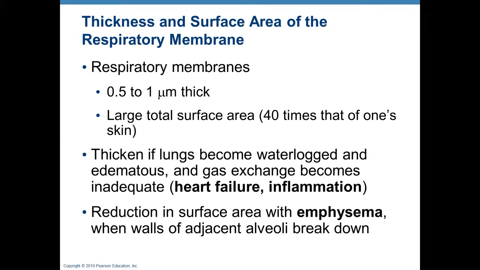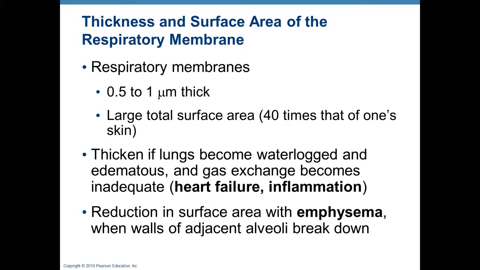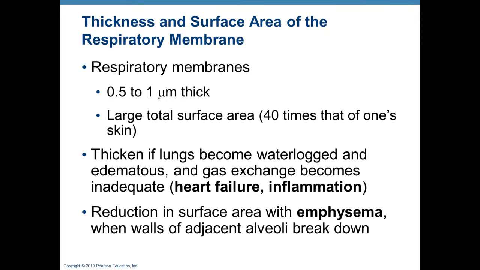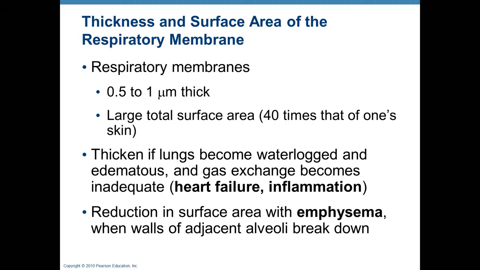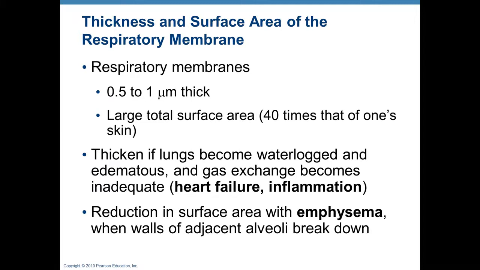Anything that thickens that respiratory membrane, it has to be super, super thin to allow the O2 and the CO2 gases to diffuse properly. Anything that makes that get thicker, that's going to limit the ability of gas exchange to take place. So you're not going to be able to oxygenate your blood properly that's passing through those pulmonary capillaries. So what can cause that?